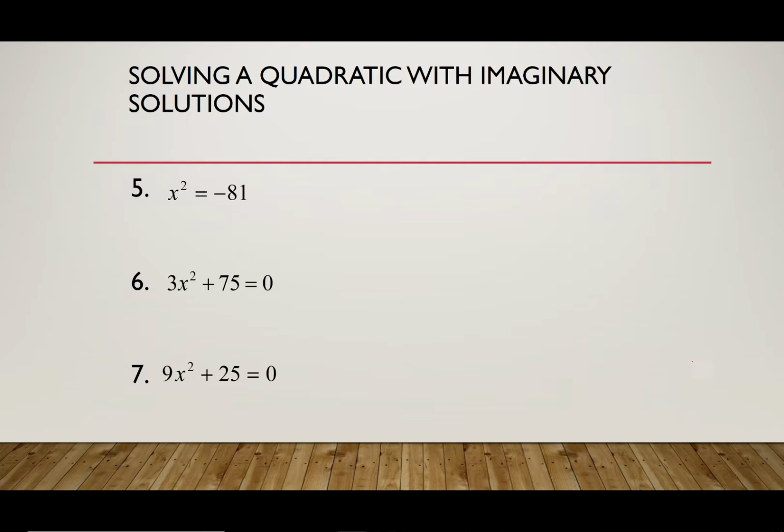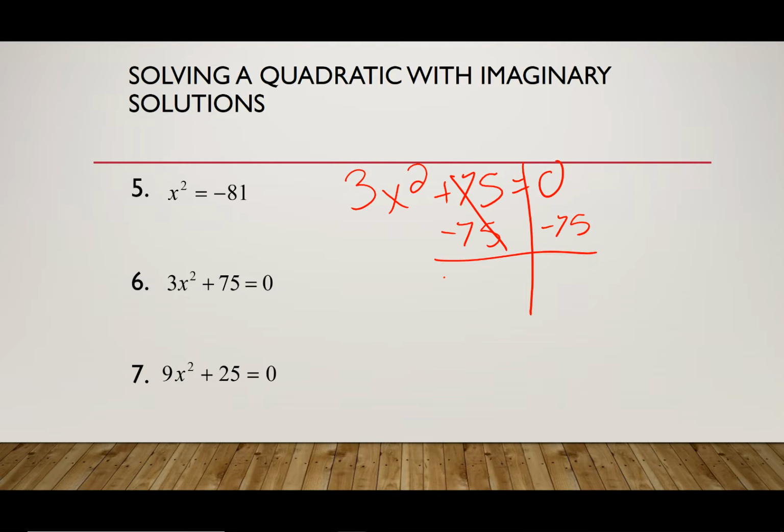So we'll do it again on number 6. Let me write number 6 out off to the side so I have a little more room. All right, so we're trying to get x by itself. So first thing I'm going to do is get rid of the 75. I'm adding 75, so to get rid of it, I'll subtract 75. This leaves me with 3x squared equal to negative 75. Now I need to get rid of this 3, so it's being multiplied to x squared, so I'll divide it. I'll have x squared equal to negative 25.